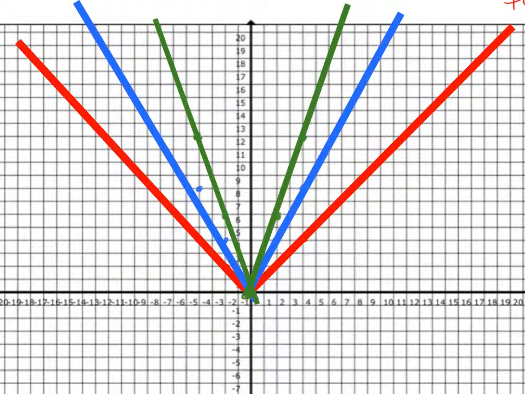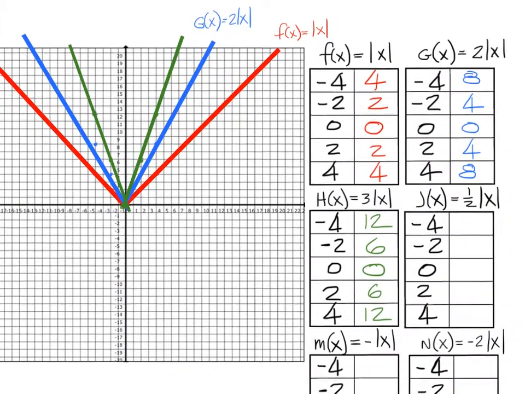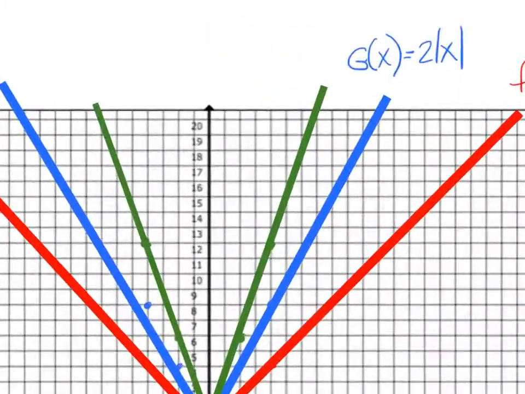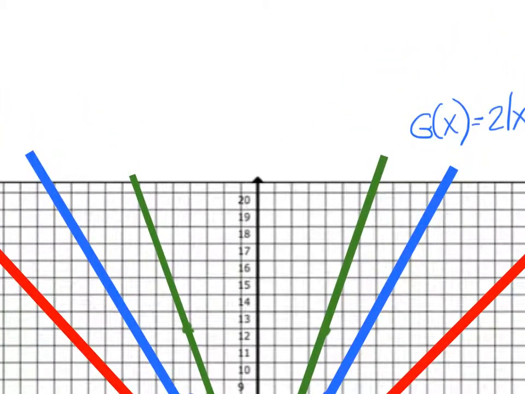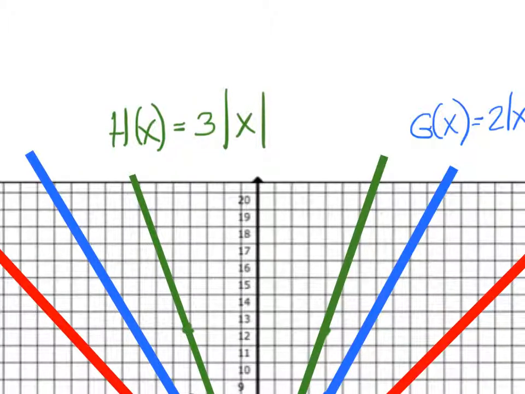There we go. And that function was h of x equals the absolute value of x times 3. h of x equals 3 times the absolute value of x.